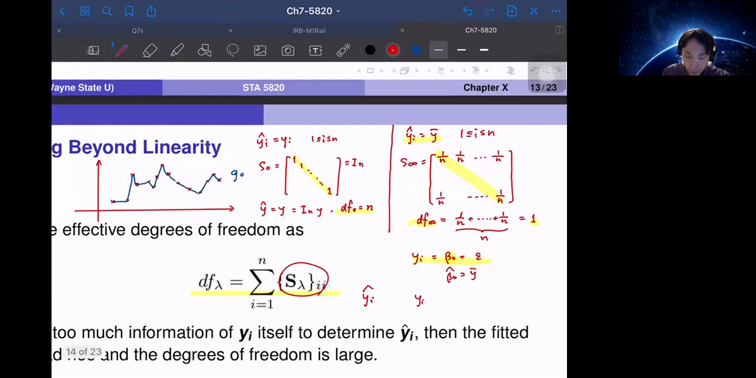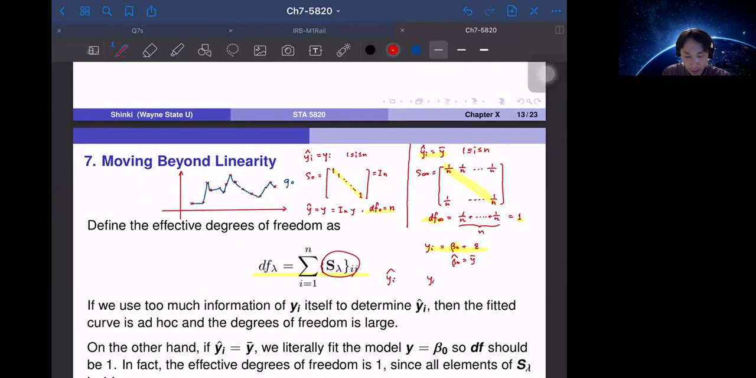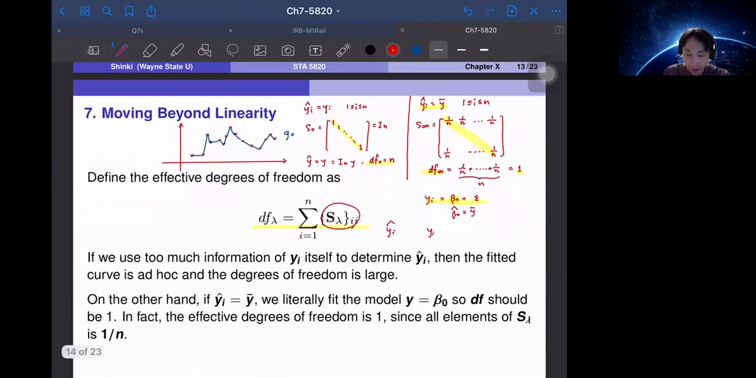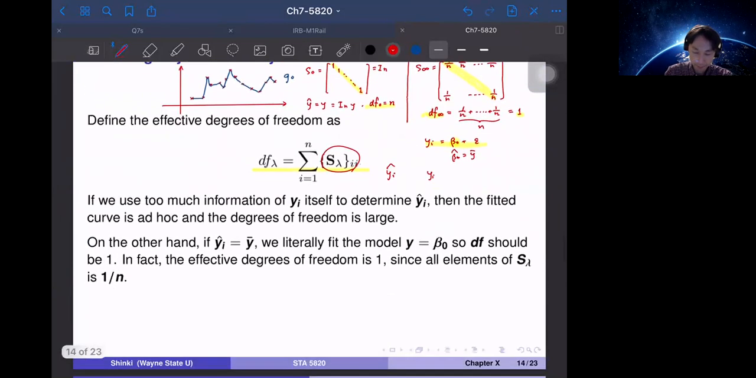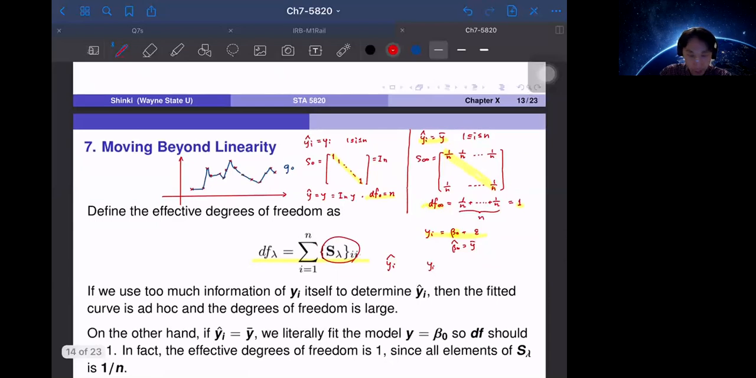Okay. So it sounds like a reasonable definition of degrees of freedom for this smoothing spline. It does not guarantee it's exactly the same for all cases, but it sounds like a very reasonable definition. Do you have any questions?